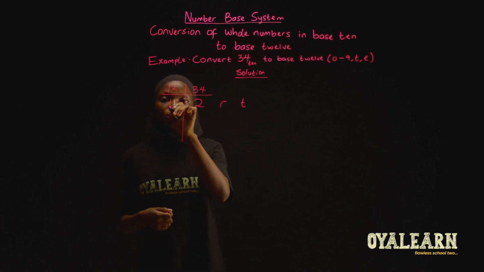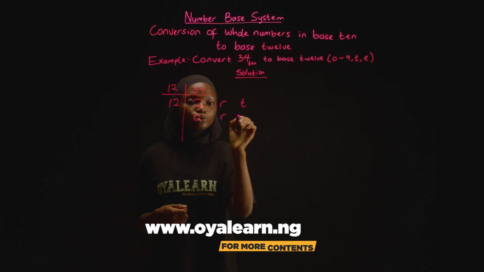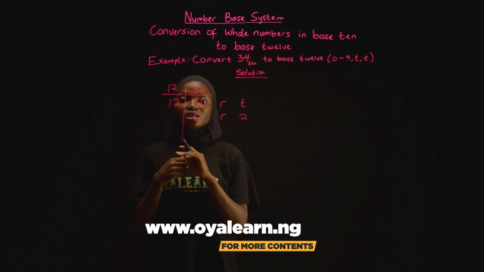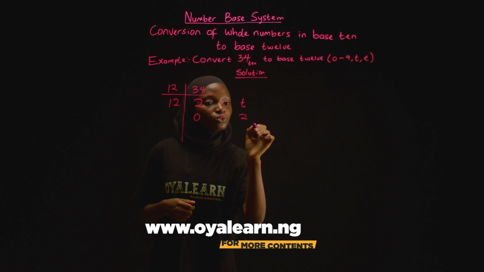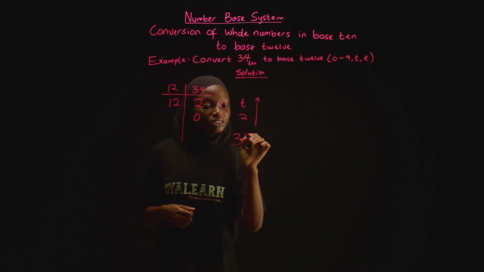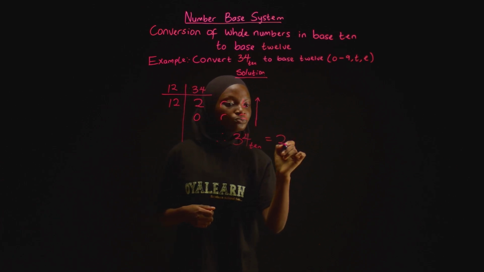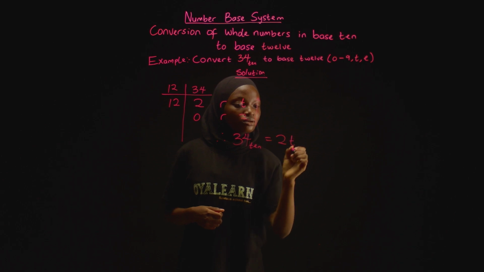We divide again by 12. 12 goes in 2, we have 0, remainder 2. Here, further division is no longer possible, so we take our remainders upwards. Therefore, 34 base 10 equals 2T base 12.